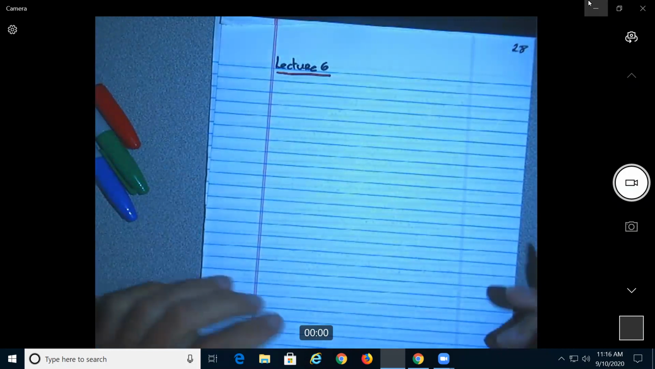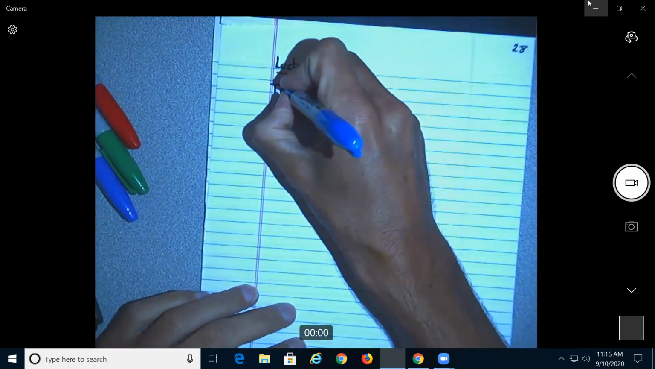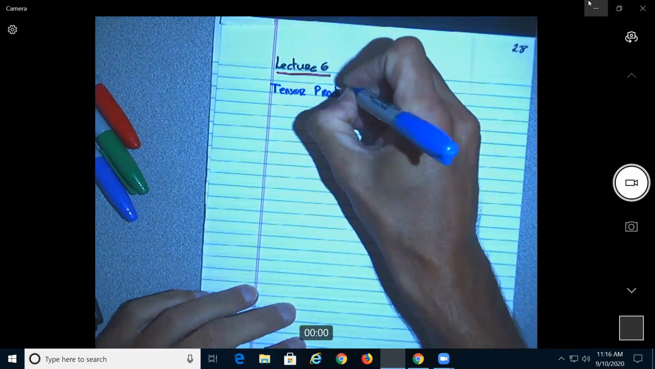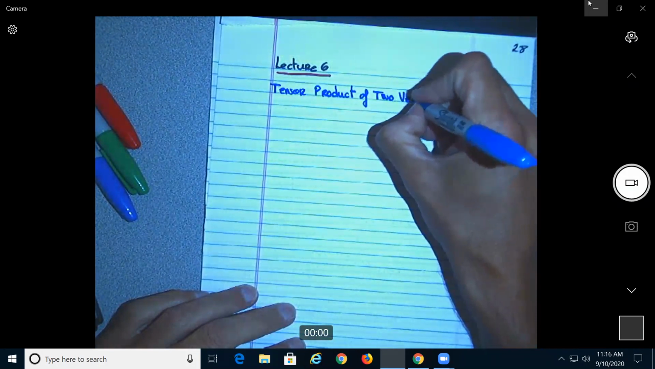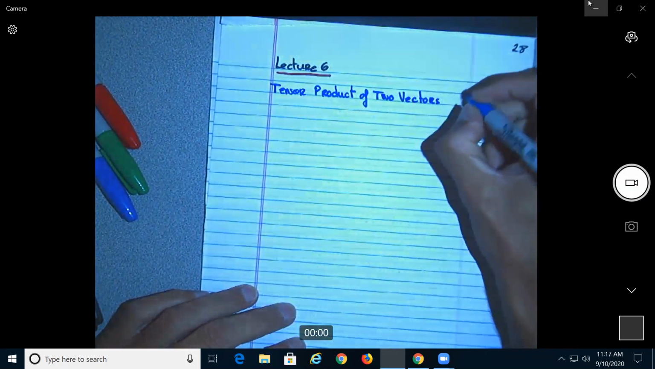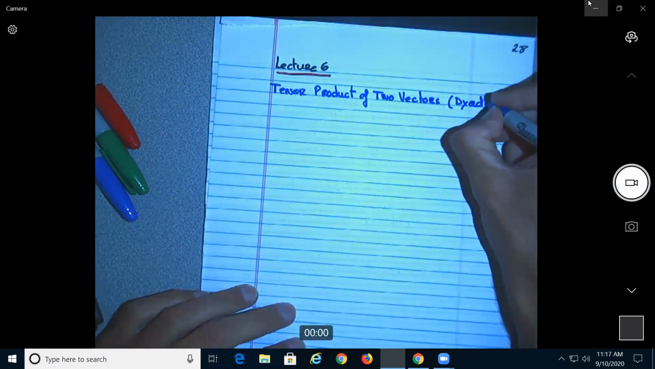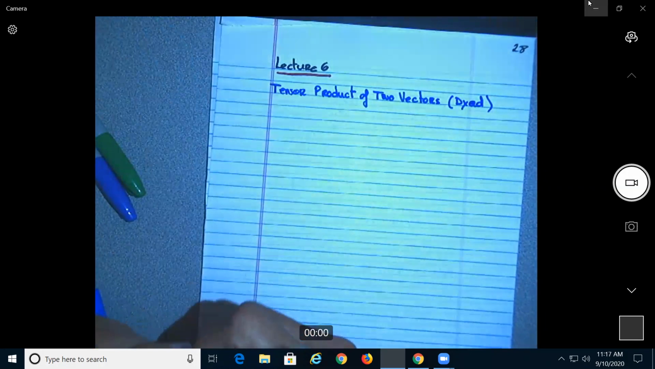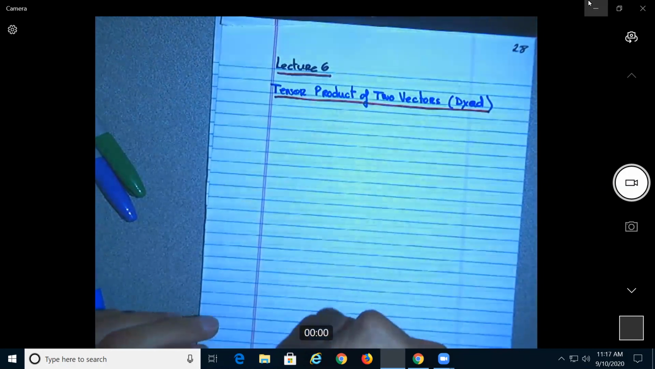So talking about tensors, we also have the tensor product of two vectors. Sometimes, just because of the notation, they call it a dyad. Okay, so let's see what that means.